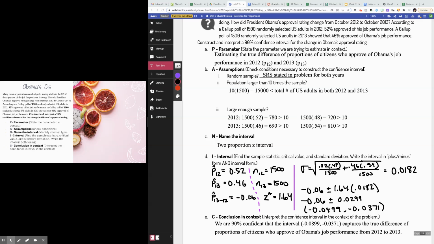You could have simplified it a little bit, okay? I'm indicating 2012 as P sub 12 and 2013 as P sub 13. Okay, so for my next step, my assumptions, both of these were random samples, right? They stated that in the problem.